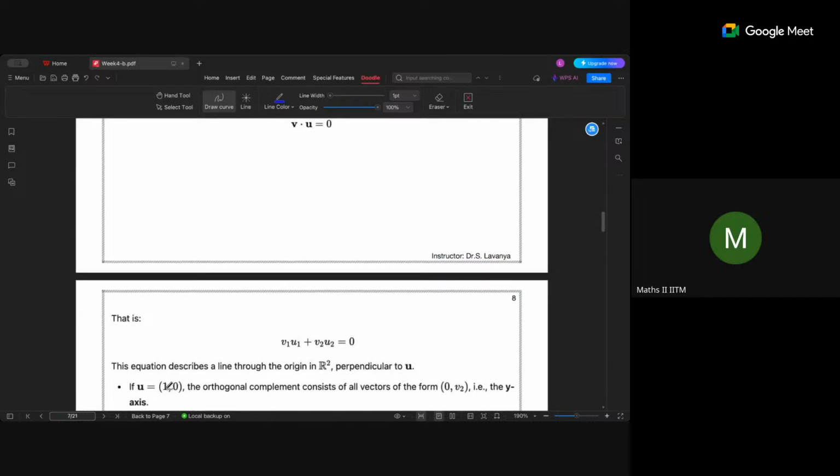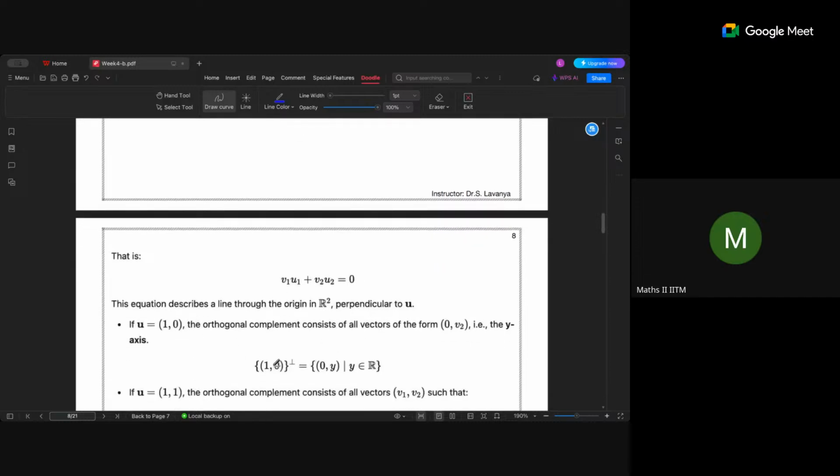For example, if u is (1, 0), you know that the orthogonal complement is the y-axis. (1, 0) means the span of u is the x-axis. What is the span of u in this case? The x-axis. Right? What is the orthogonal complement of the x-axis? Obviously the y-axis. Same way, if you take u equal to (1, 1), can you tell me what is the span of u? It's okay even if it is wrong, just tell me.